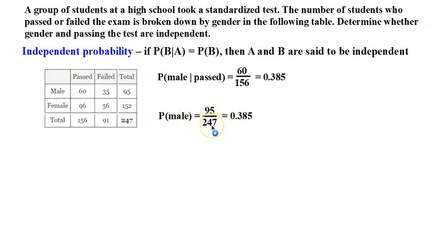So 95 out of 247, and look at that, the decimals come out the same. This is independent, right? Which makes sense. It doesn't matter if you're a boy or a girl, you've got the same chance of passing the test. That's what that means. So you can tell independent or dependent if they're the same. They're independent. If it's different, then it depends.